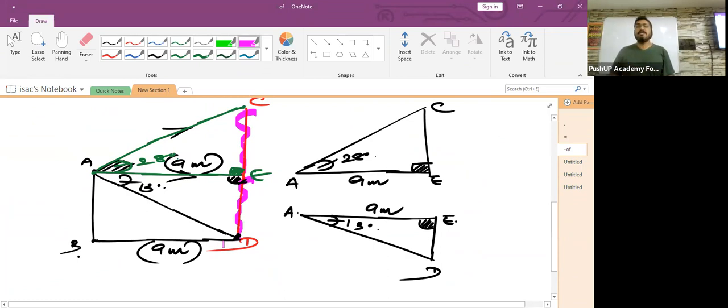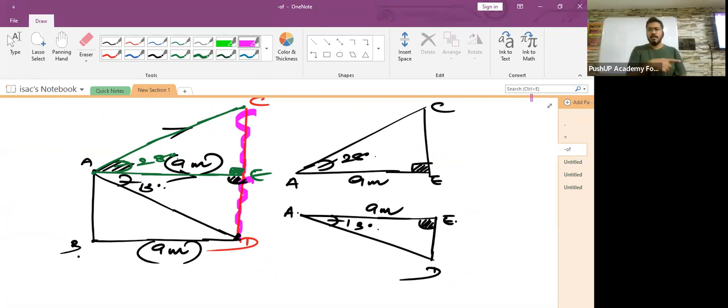Children, use both the triangles and get me the answer within 3 minutes. Online students, solve it, send me the answer. 6.86. All right, I'll come to your place to check. Online students, send me the answer in the chat box.